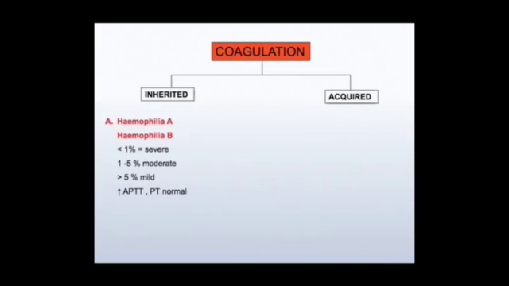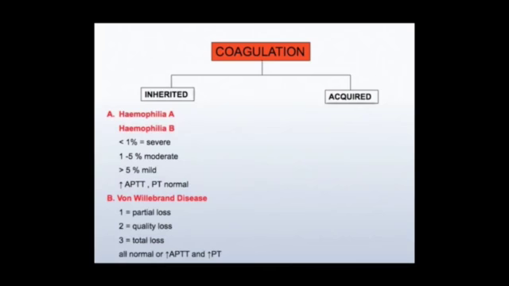However, the severity of the disease typically depends on the factor level, and it's said that with less than 1% factor level, there's spontaneous bleeding, as we said, into joints and large muscles, causing hemarthroses and hematomas. Between 1 and 5%, there's more moderate disease with bleeding following mild injury and operative procedures, and greater than 5% really is quite mild disease. As factor 8 and 9 are in the intrinsic pathway, there is a prolonged activated partial thromboplastin time, but a normal PT. Management requires lifelong replacement with freeze-dried factor concentrates.